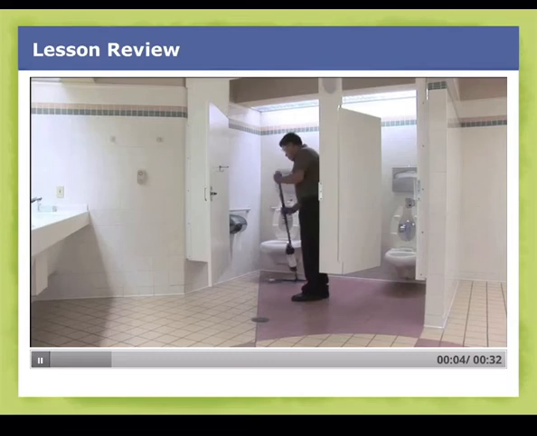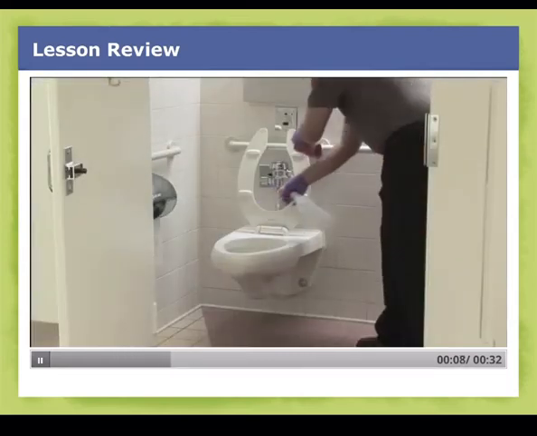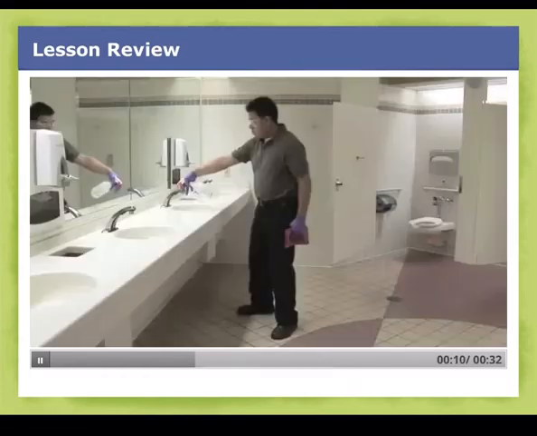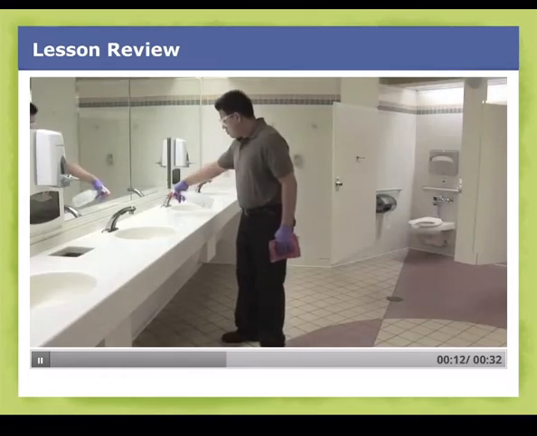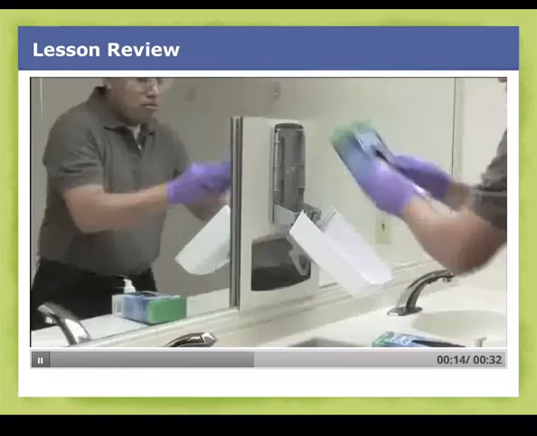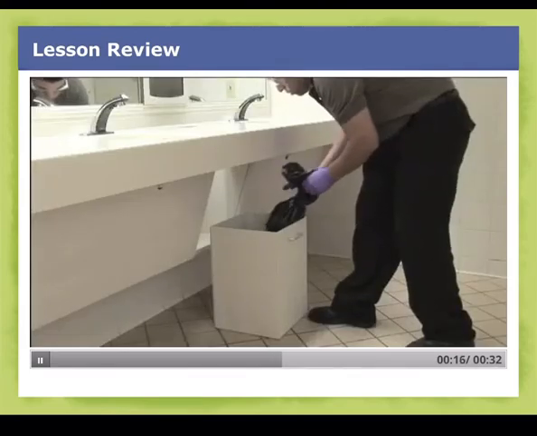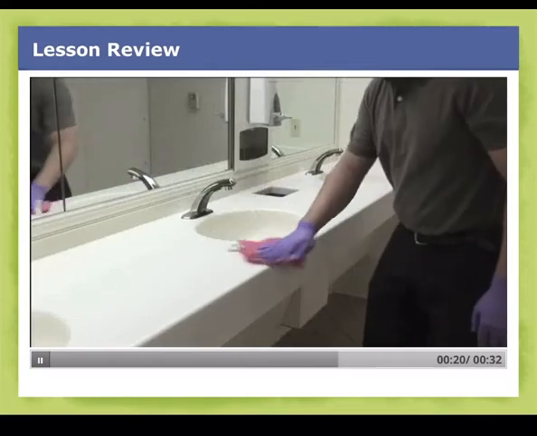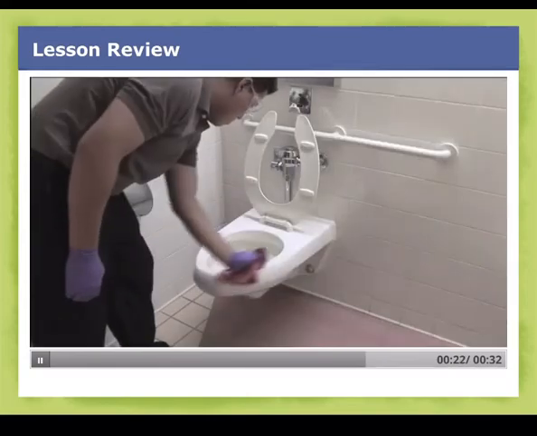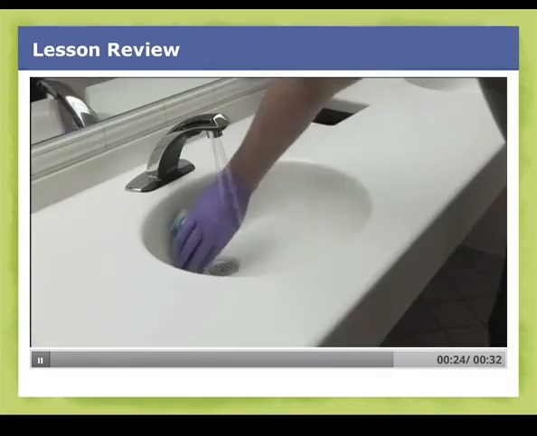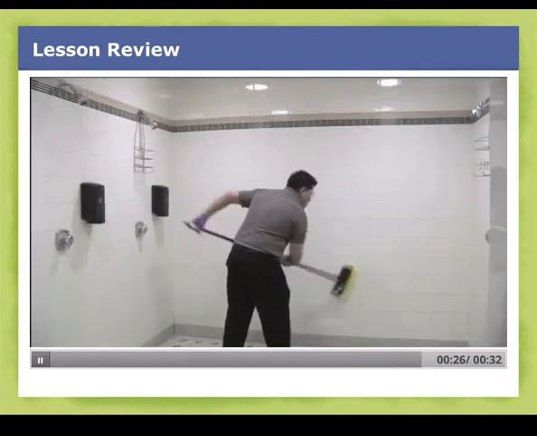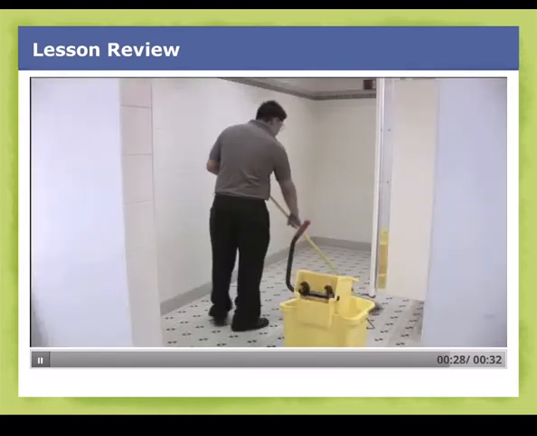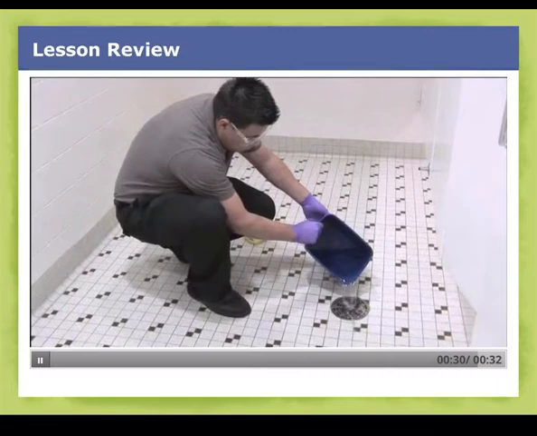Let's review what we covered. Sweep restroom floors first. Apply cleaners to toilets, urinals, sinks, and countertops, and allow time for the cleaners to work. Fill dispensers and empty trash. Wipe down dispensers, fixtures, mirrors, and contact surfaces. Wipe off toilets, urinals, countertops, and sinks. Clean walls, partitions, and showers. Mop the floor and clean drains.